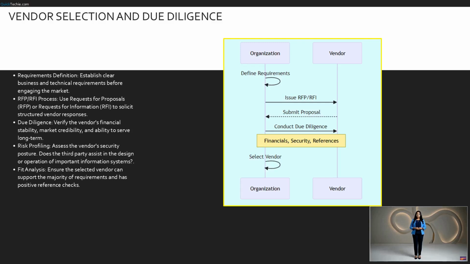The success of a vendor relationship is often determined before the contract is even signed. It starts with selection and due diligence. You must establish clear requirements first. You cannot select the right partner if you don't know what you need. We typically use a request for proposal, RFP, process to get structured responses from the market. But selection isn't just about price.